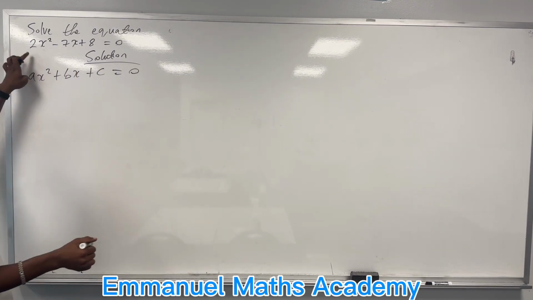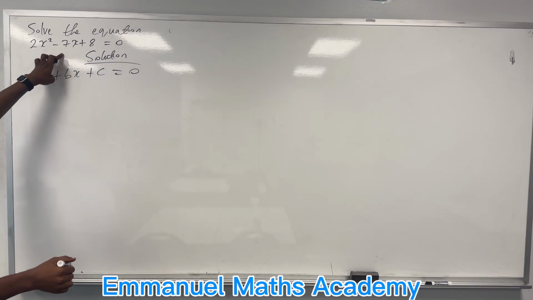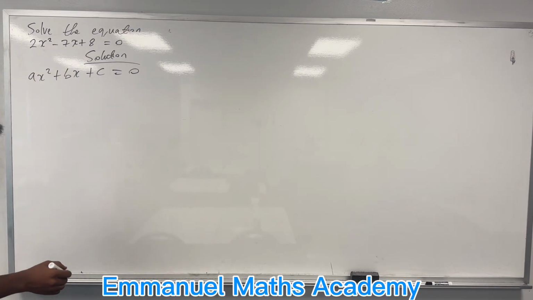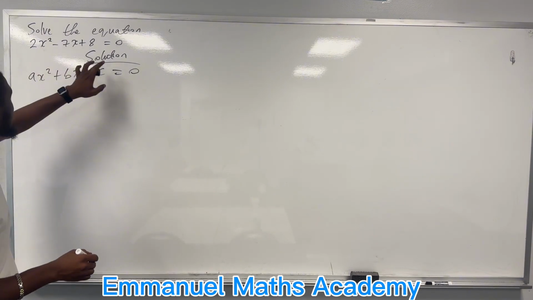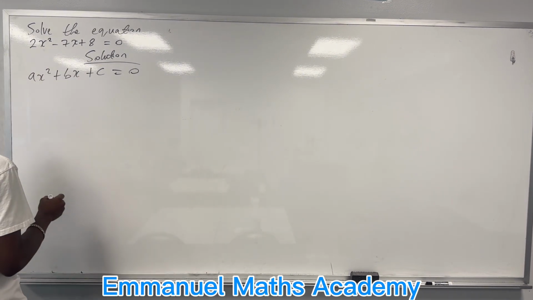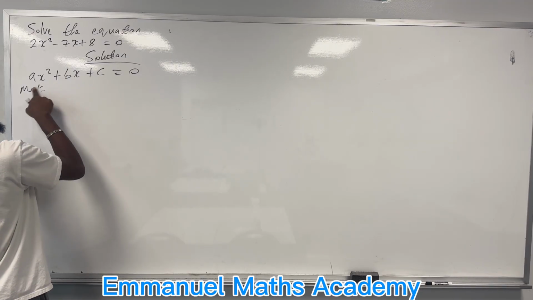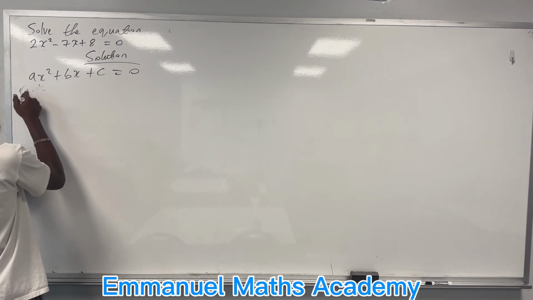Hence, from here, our A is 2, our B is minus 7, and our C is 8. Right? So we want to make sure that our A is unity, that A is equal to 1. So make sure, first of all, we are using what? Completing the square method.